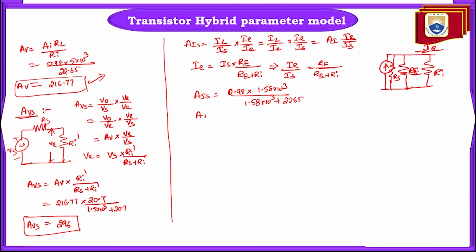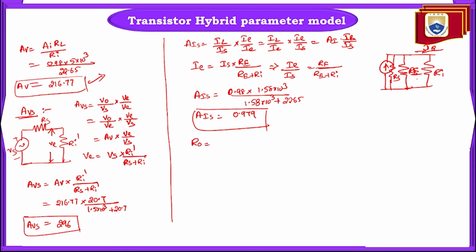22.65. If I calculate this AIS, the value will become 0.979. So this is the value of current gain by taking the source resistance into effect. So this is the voltage gain.